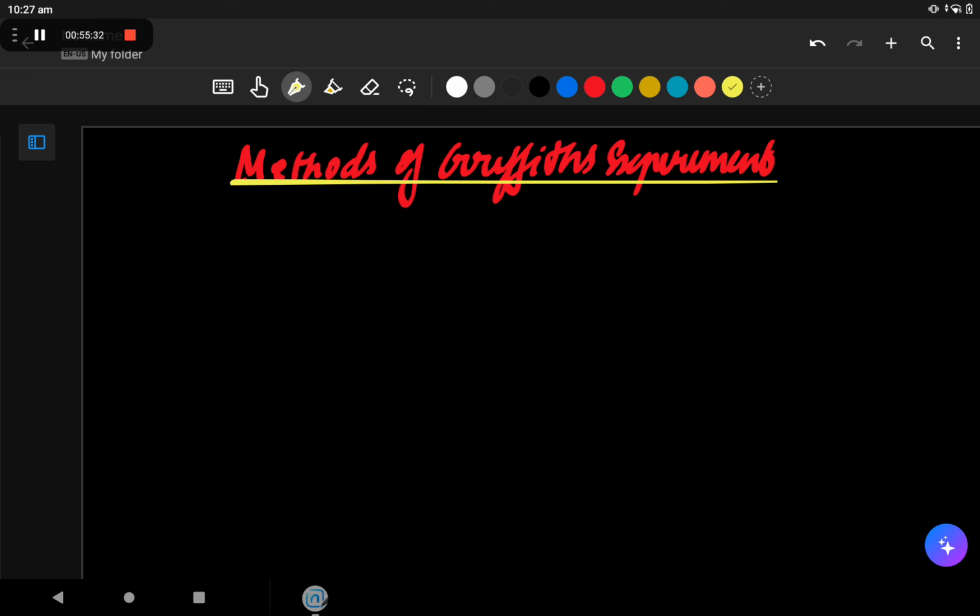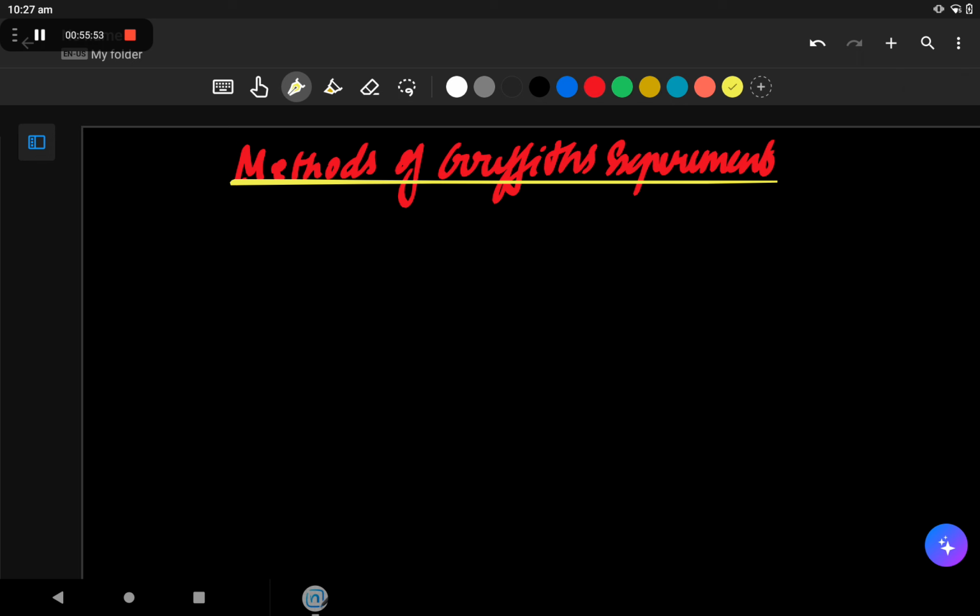Griffith carried out the following setup only. The first set: the alive and virulent S strain bacteria was injected into the mice. The alive, non-virulent R strain bacteria was injected into the mice. The virulent S strain was killed by heat and then injected into the mice, and the virulent S strain was killed by the heat and then injected along with the alive R strain into the mice.